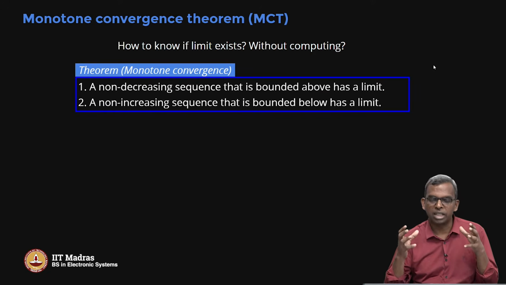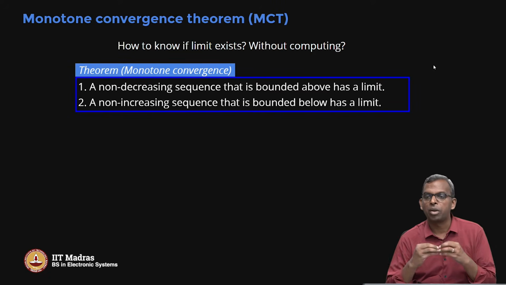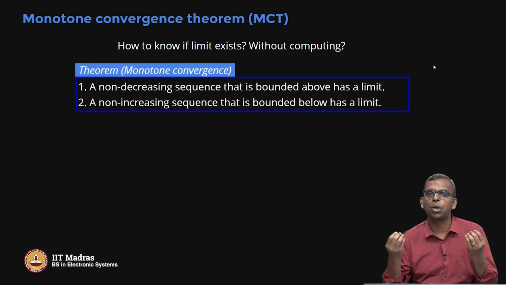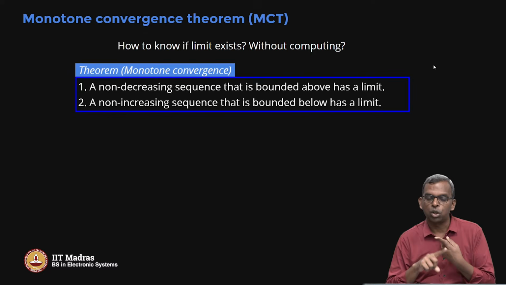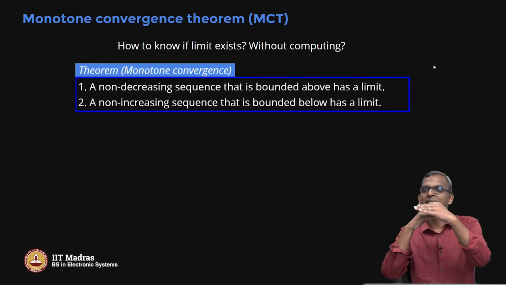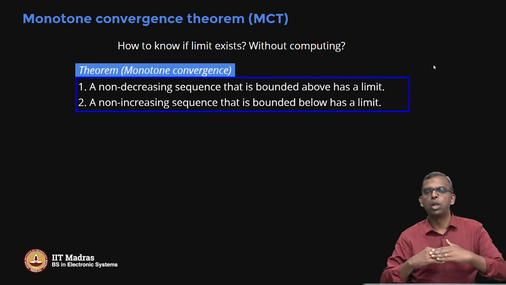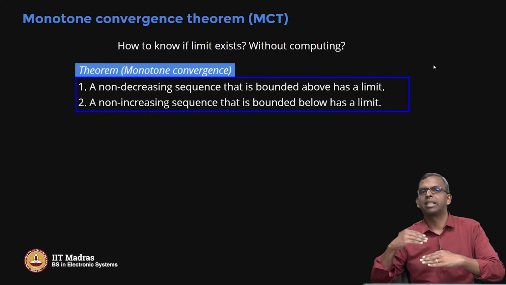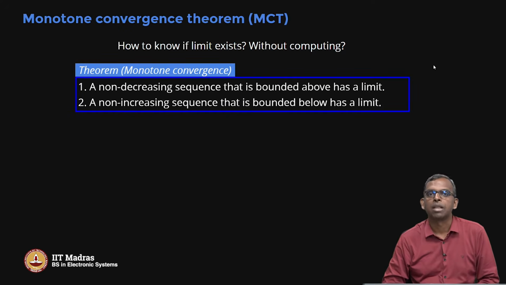Hopefully you understood the statement of the theorem. So if I'm given a sequence and I cannot compute its limit, but I want to know whether the limit exists or not, all I have to check is whether it's monotonic and bounded, and the correct kind of combination. If it is bounded above and monotonically increasing, then it has to have a limit. If it's bounded below and monotonically decreasing, it has to have a limit. That's a fantastic property, and we'll put it to use in our computation of limits.